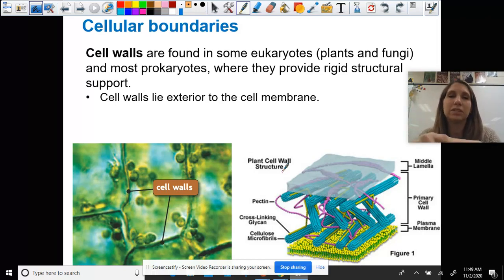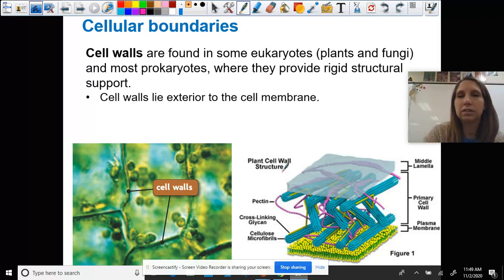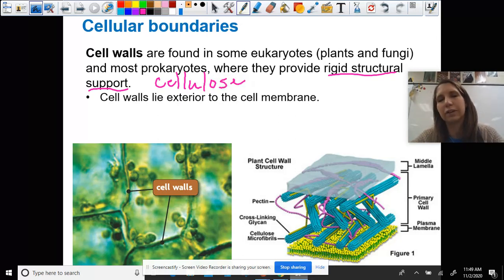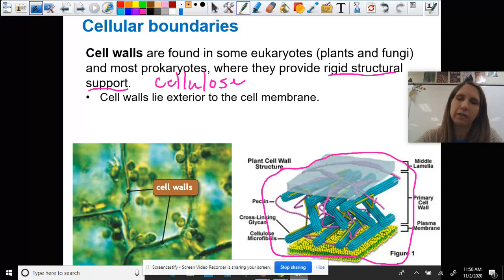So in some eukaryotes, plants and fungi, again, most prokaryotes, they provide rigid structural support. Cell walls, remember from our content in section 2.3, we talked about one polysaccharide that we find in cell walls, which is called cellulose. And cellulose is made up of a whole bunch of glucose linked together, but it's really kind of rigid and allows these things to kind of stand upright, as we see in things like plants. And you can see here's a kind of a cross section of what we see in a cell wall, and you can see all the different components that make that up to kind of provide that rigidity.